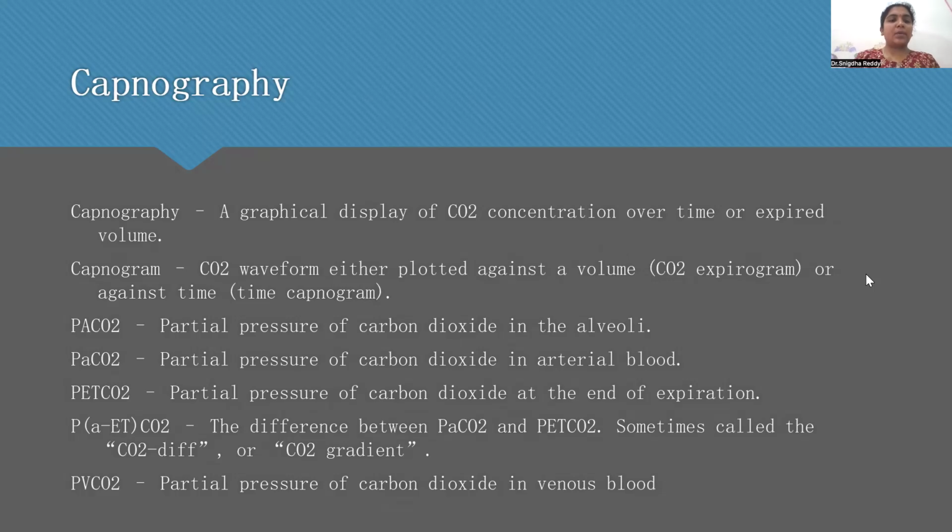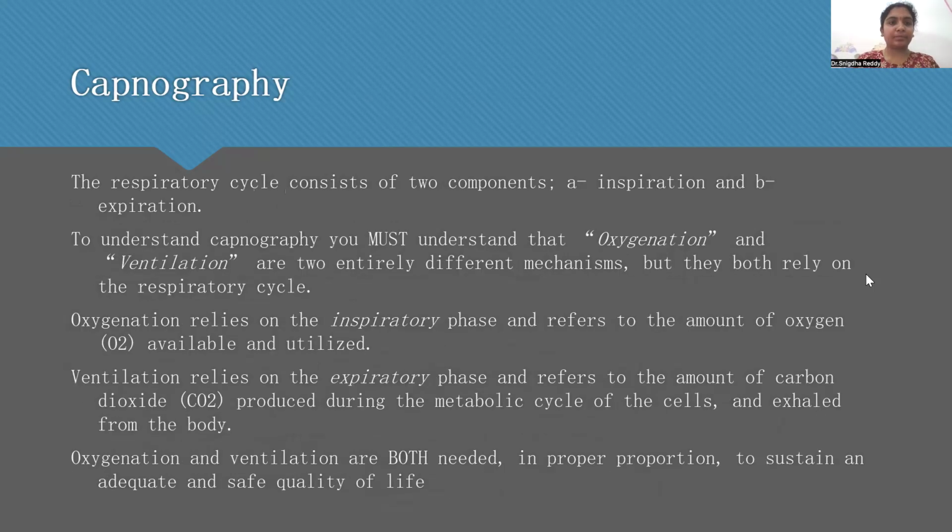Capital A, as in PACO2, means partial pressure of carbon dioxide in the alveoli. If it is small a, as in PaCO2, it's the partial pressure of carbon dioxide in arterial blood. PetCO2 means partial pressure of carbon dioxide at the end of expiration. And A minus ET is the difference between arterial and end-tidal carbon dioxide. PvCO2 is the partial pressure of carbon dioxide in venous blood.